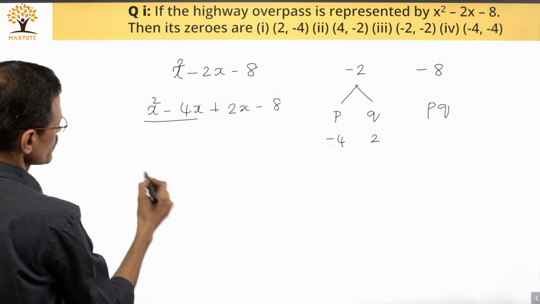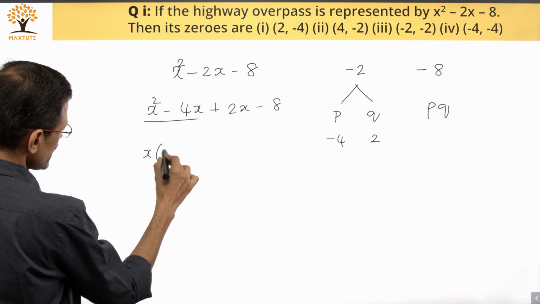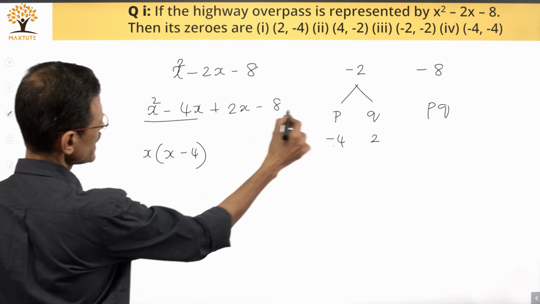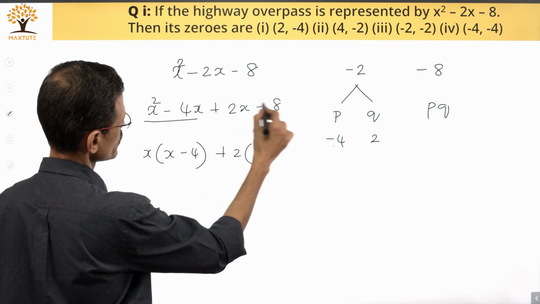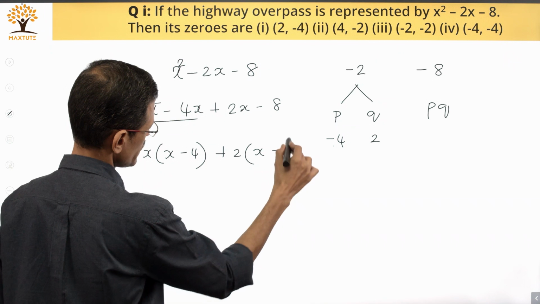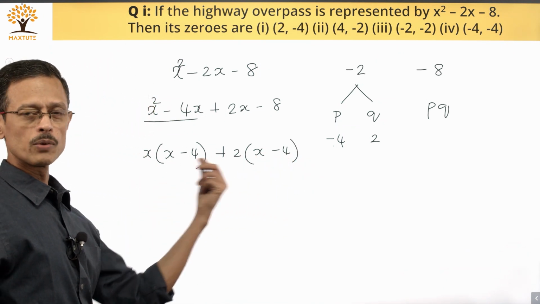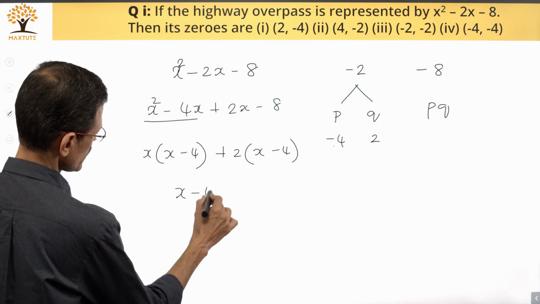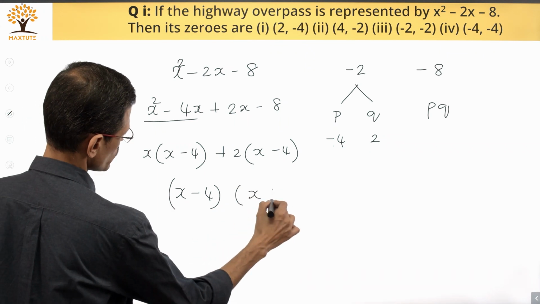Take x as a term common from the first and second term. So, x times x minus 4. Take 2 as a term common from the third and the fourth term of this polynomial. So, that will leave us with again an x minus 4. X minus 4 is common to both these parts. Take that common. So, we will have x minus 4 times x plus 2.